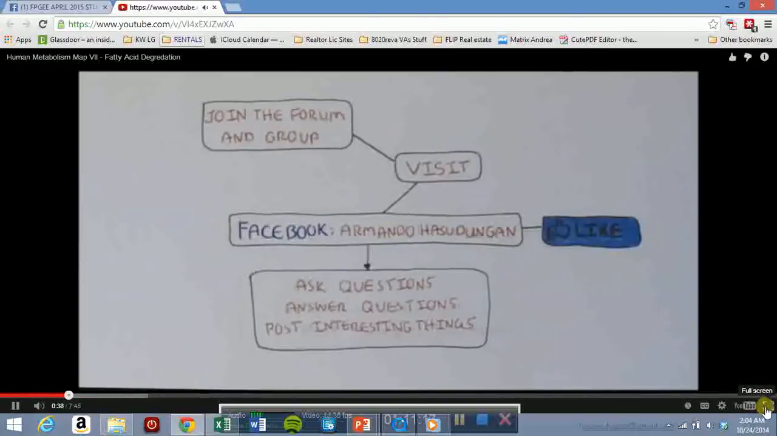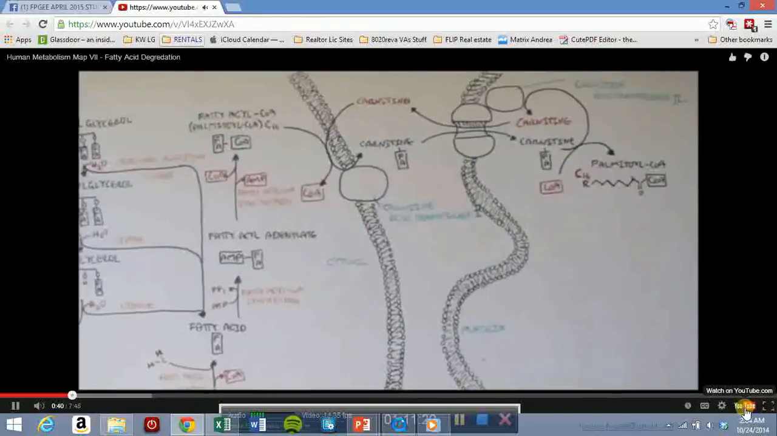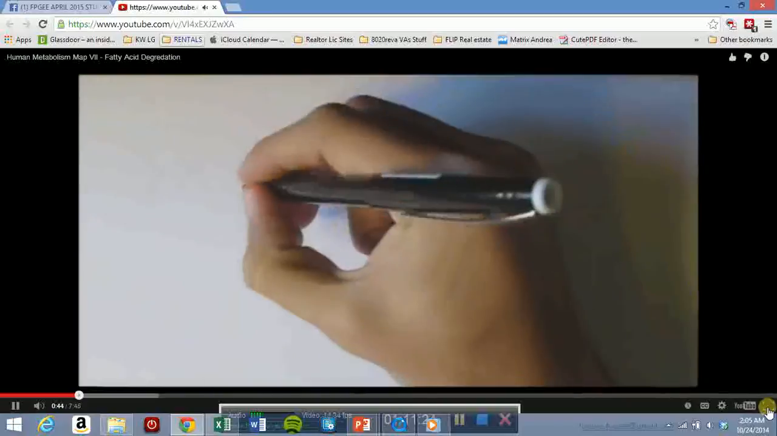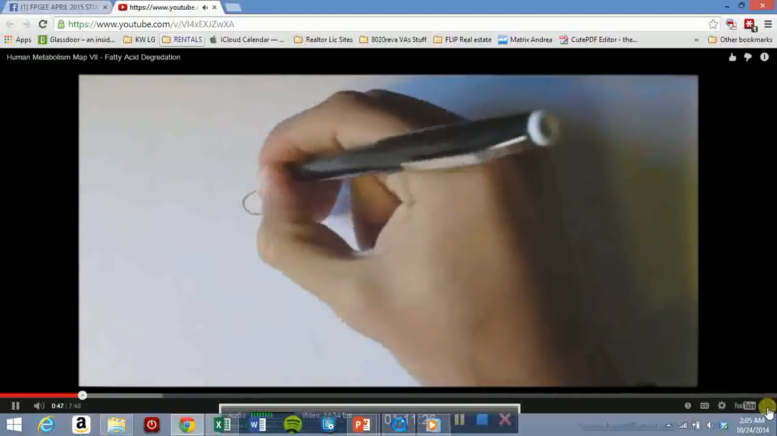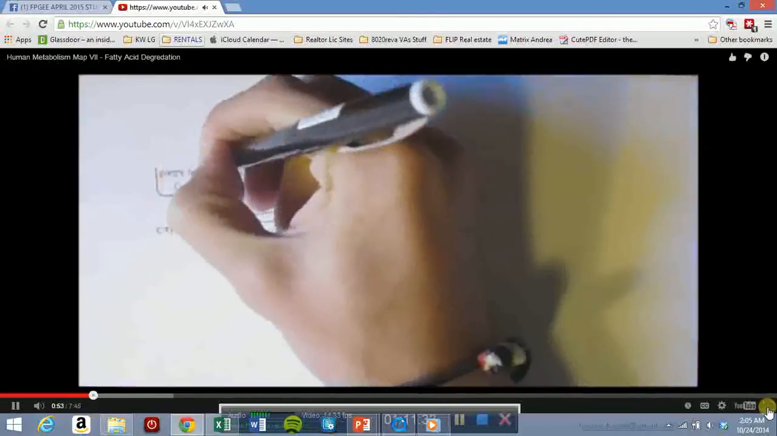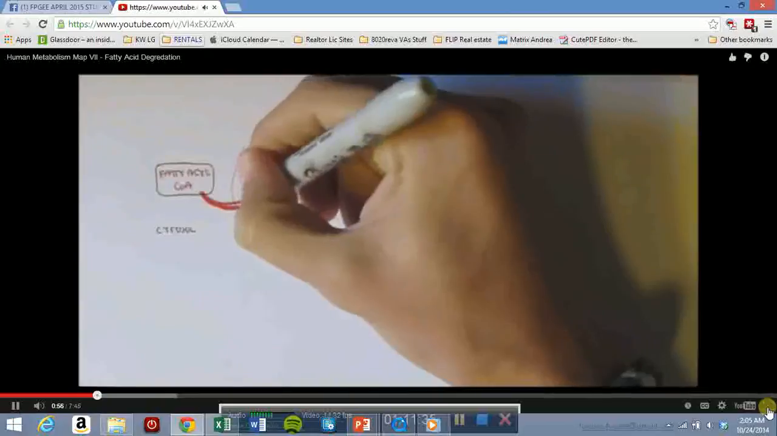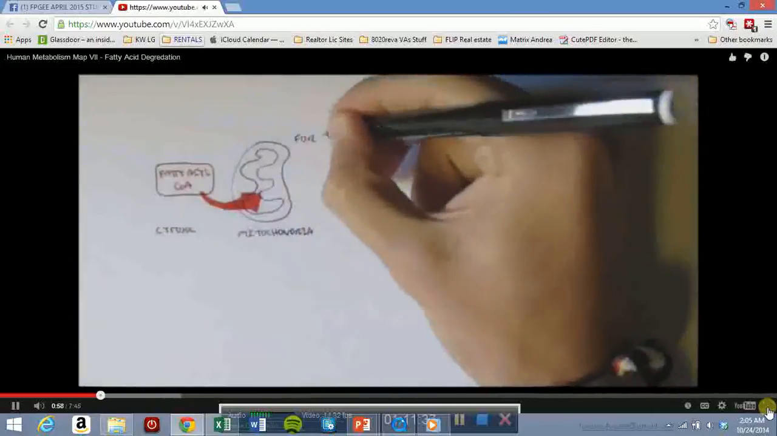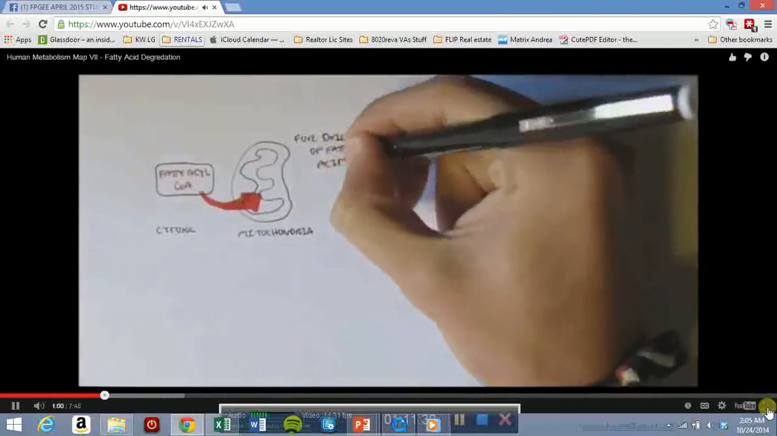To see this video, which is on fatty acid degradation, for example. Yes. So in the previous video, we learned how fatty acids were transported from the cytosol, where it was synthesized, to the mitochondria. Now, in the mitochondria, fatty acids can undergo fatty acid oxidation when we need energy from fatty acids in the form of acetyl-CoA.